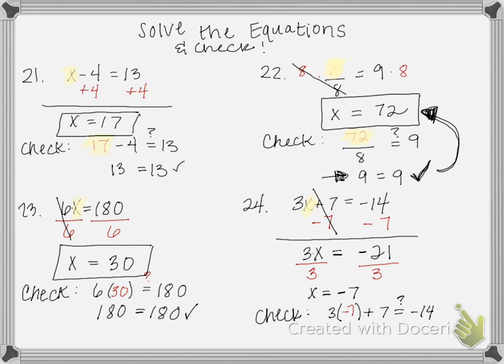If we follow order of operations, we should do multiplication first. 3 times negative 7 is negative 21. Bring down our plus 7. We want to know, does that equal negative 14? If you do negative 21 plus 7, it does in fact equal negative 14. Left side equals the right side. Go back and box your final answer.